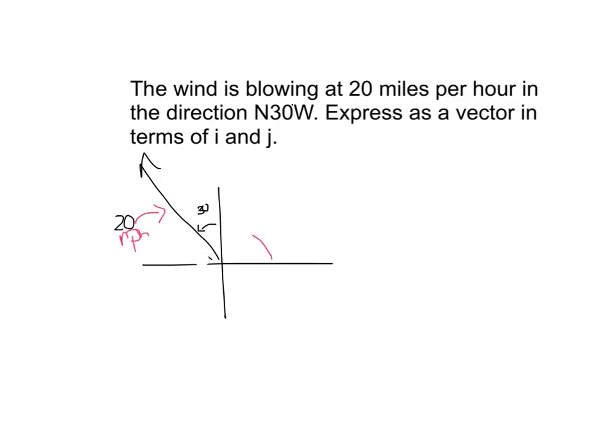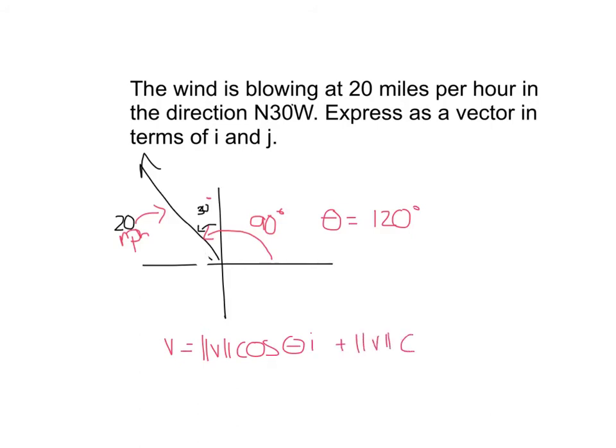I'm interested, remember I said, in the angle from the positive x-axis. So I know that this is 90 degrees here, so I actually have to sum these angles. When we put it into the formula, we do 90 plus 30, so the angle measurement theta that we're referring to in our formula is actually 120 degrees. So remember, V equals magnitude times cosine theta i plus magnitude times sine theta j. And now it's just direct substitution.